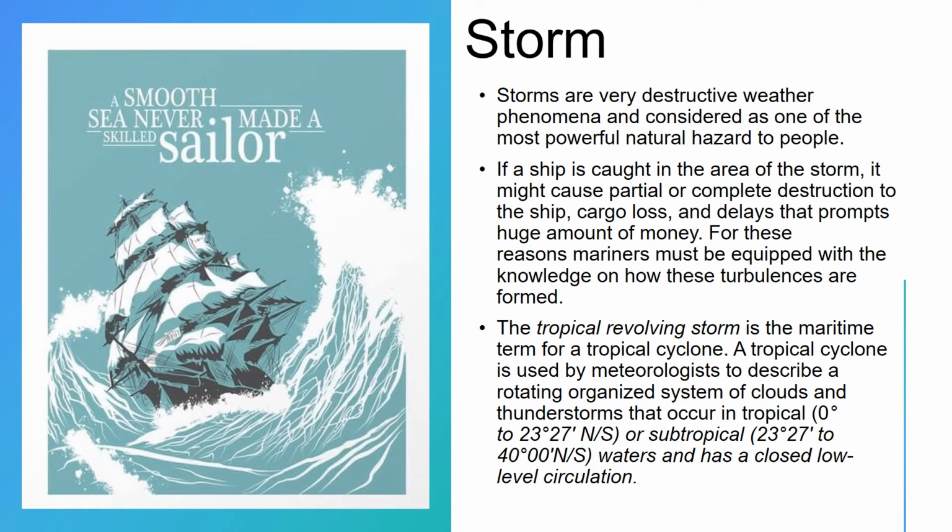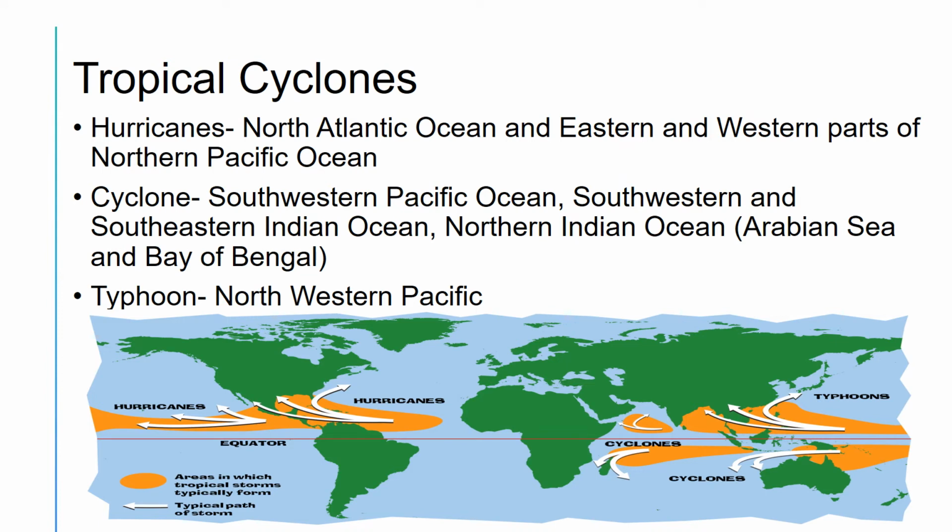The tropical revolving storm is the maritime term for tropical cyclone. So a tropical cyclone is used by the meteorologists to describe a rotating organized system of clouds and thunderstorms that occurs in tropical and subtropical waters and has a close low-level circulation. So we have tropical cyclones. So depende yan or depende ang tawag sa bagyo kung saan lugar naroon kayo.